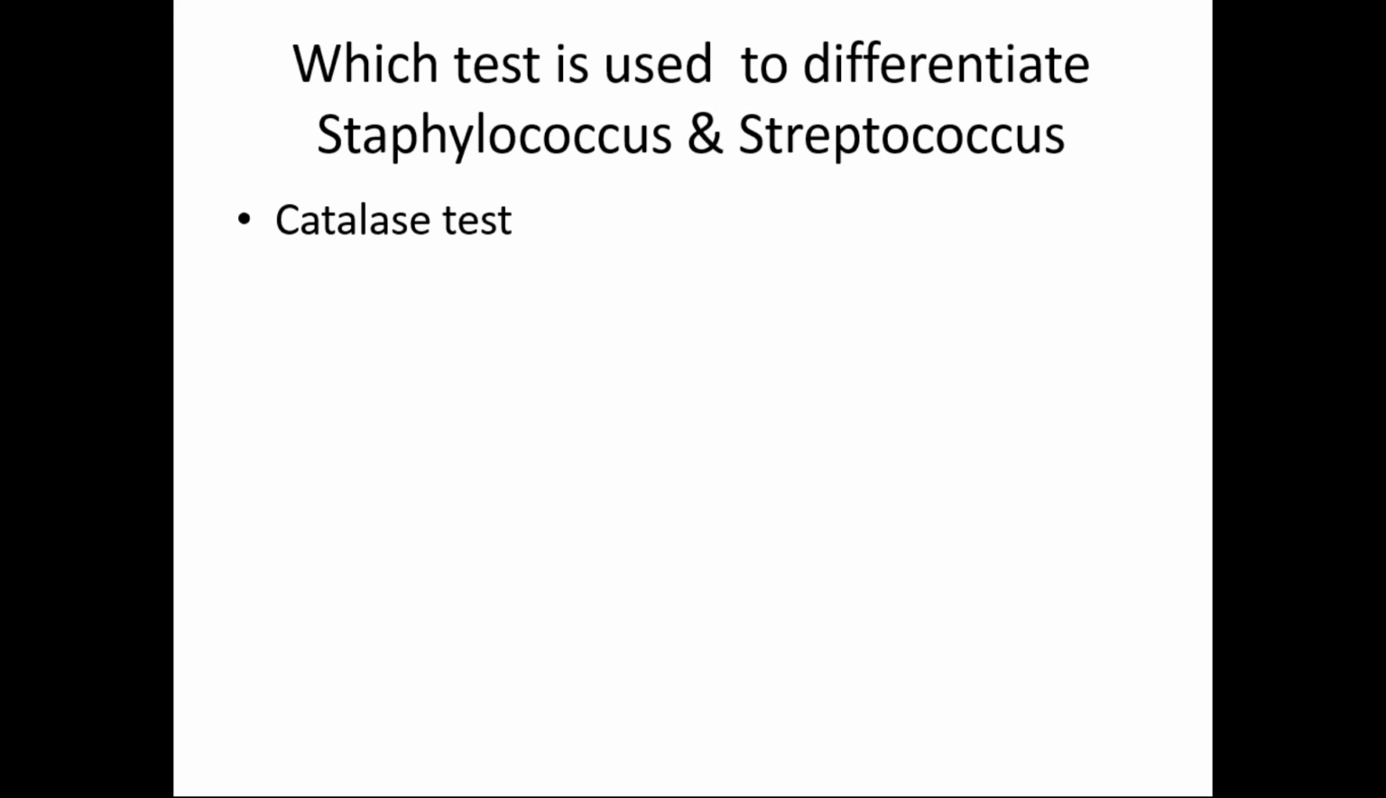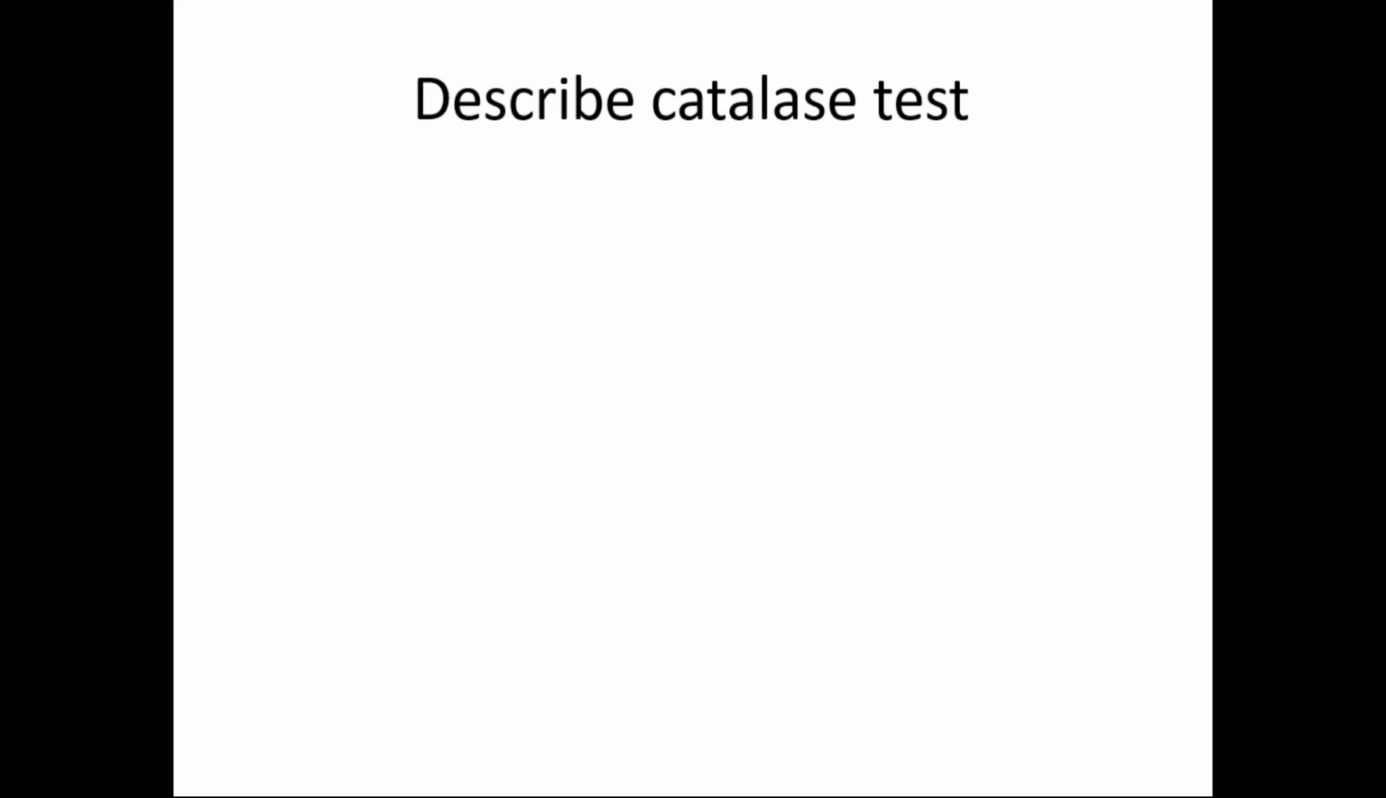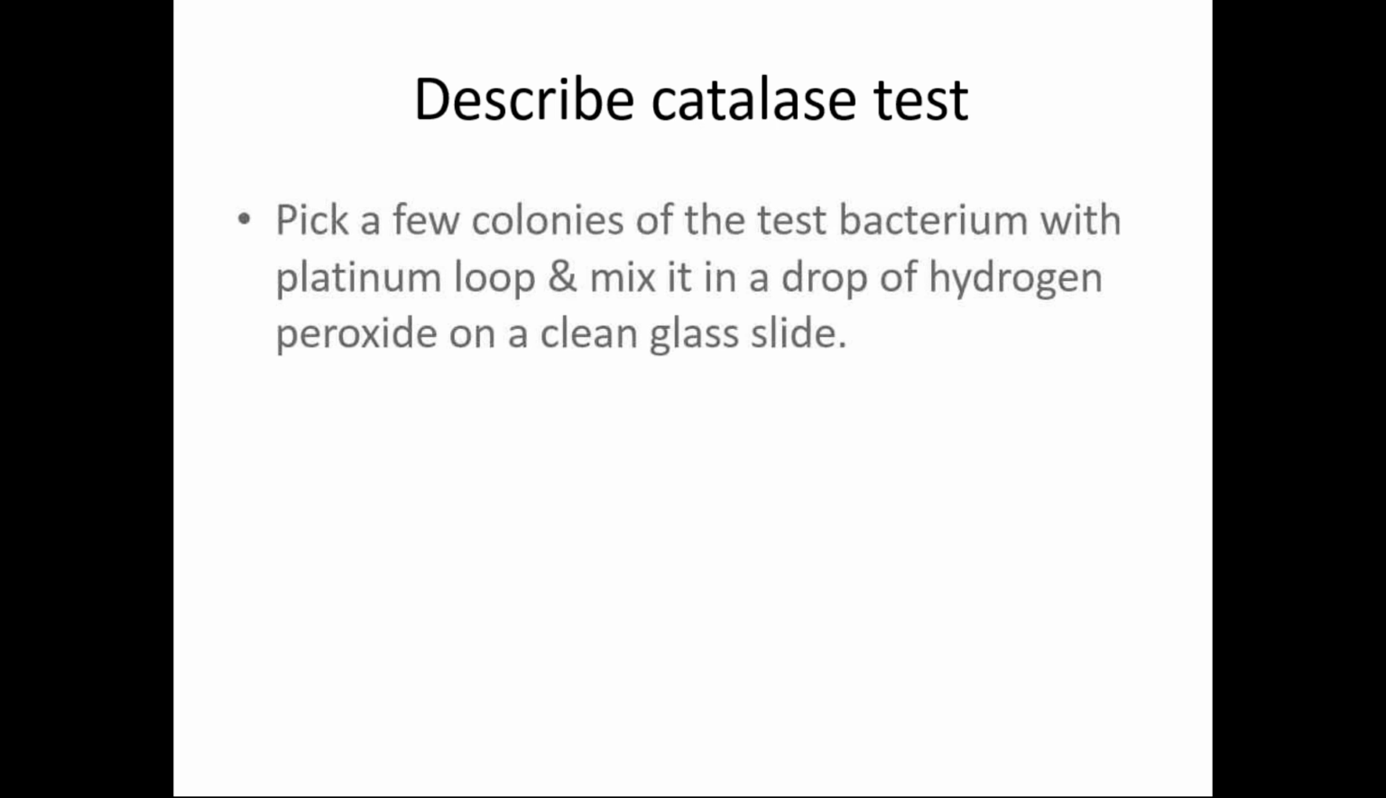Catalase test. So what's your answer? Catalase test. When you get a gram positive cocci, immediately perform catalase test. If catalase test is positive, then it is Staphylococcus. If the catalase test is negative, then it will be Streptococcus. Next, how will you perform catalase test?